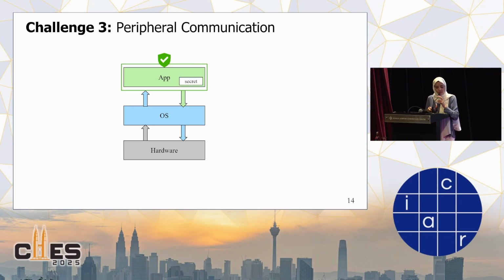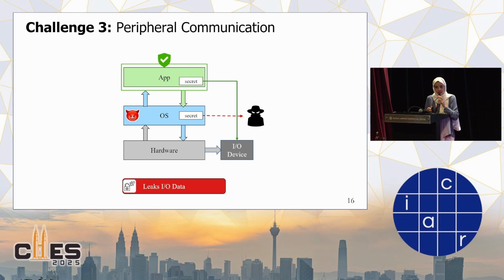Let's consider an example where the application wants to write some secret data to an I/O device. To do so, it will invoke a system call, and the system call would copy this data into the operating system. And since the operating system is not trusted, it may leak this data to some malicious attacker. So another problem with TEs is that they may leak I/O data, and this is another challenge that needs to be solved.